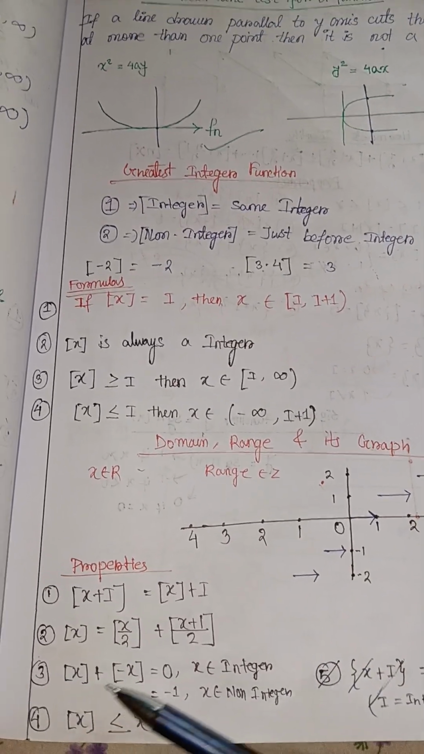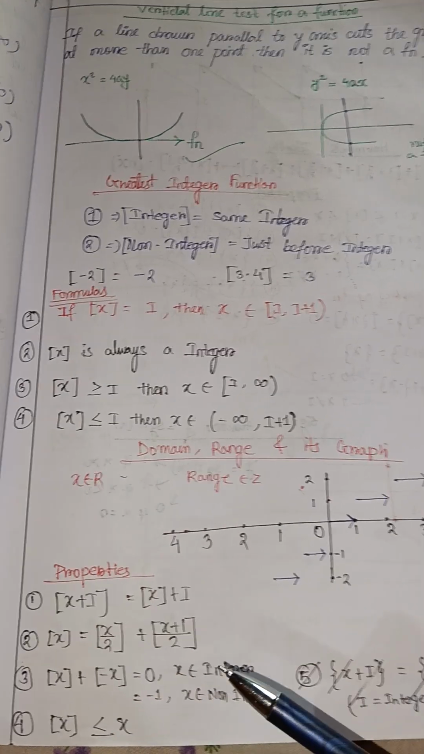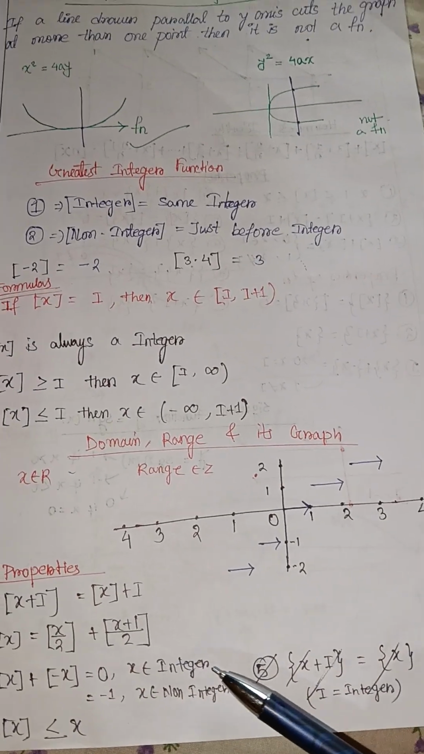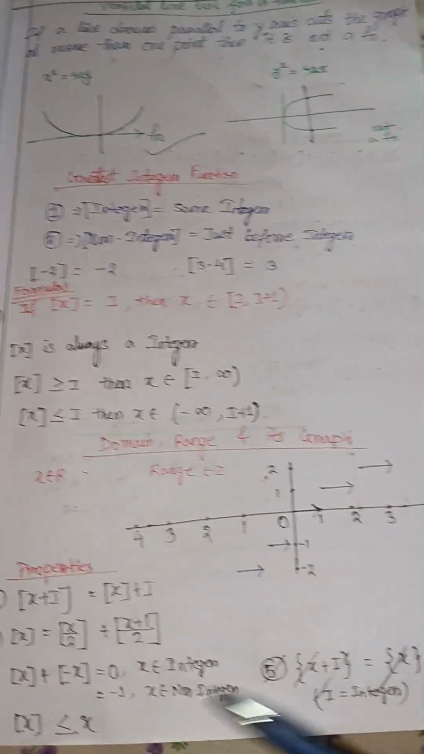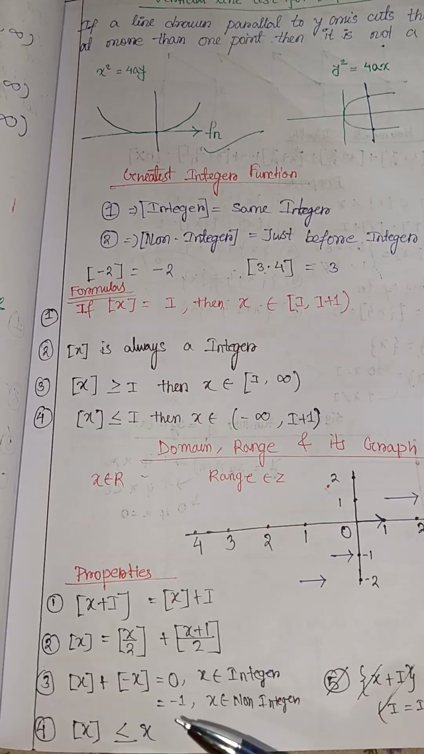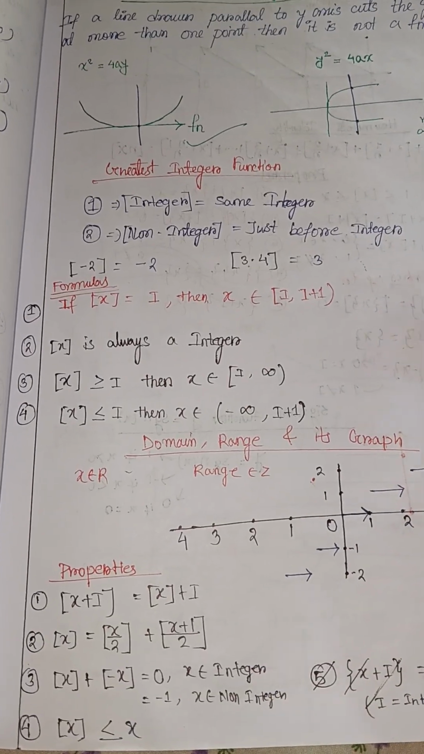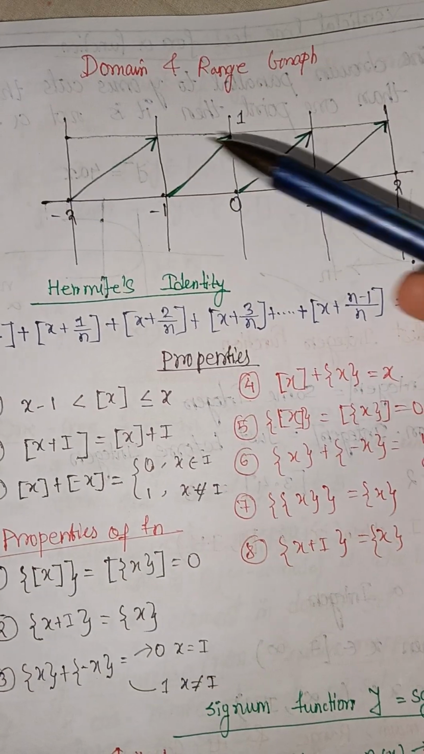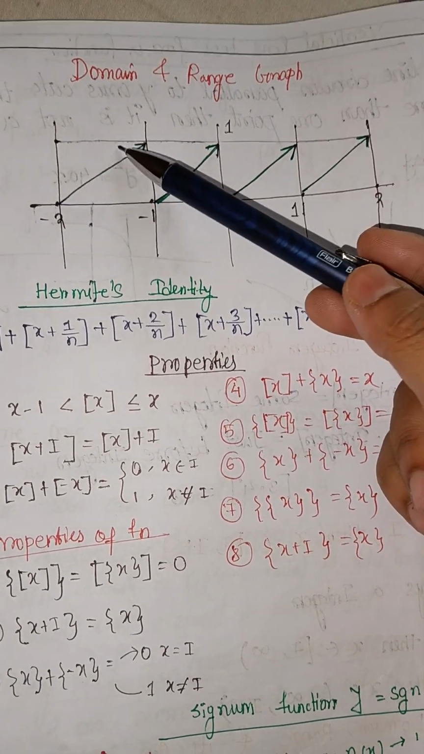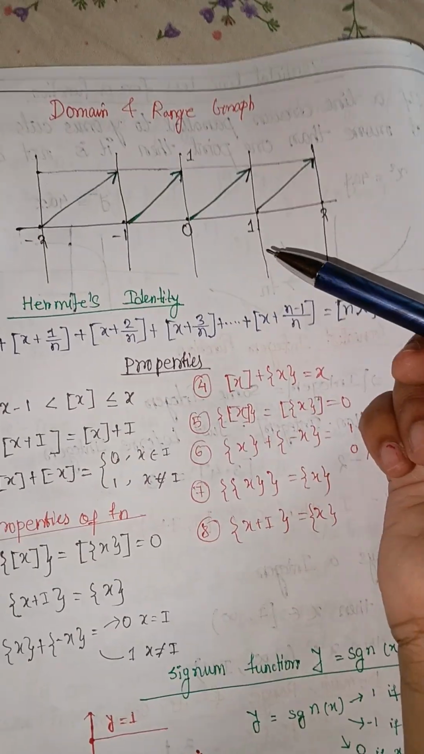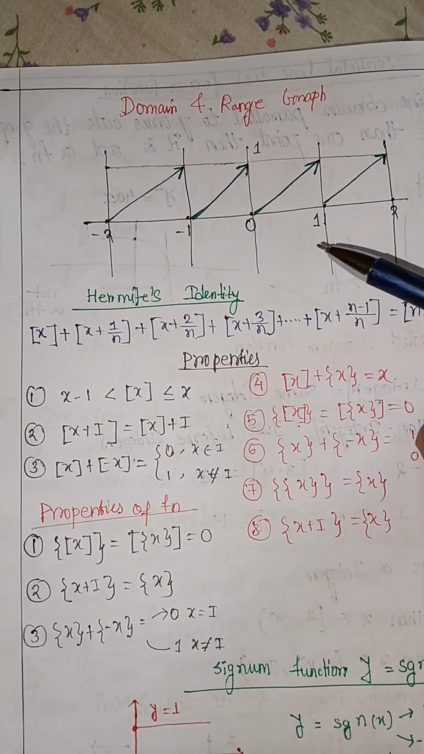Next, floor x plus floor minus x is equal to 0 when x belongs to integer, and is equal to minus 1 when x belongs to non-integer. Next, floor x is less than or equal to x. Next, there is also a graph between domain and range.